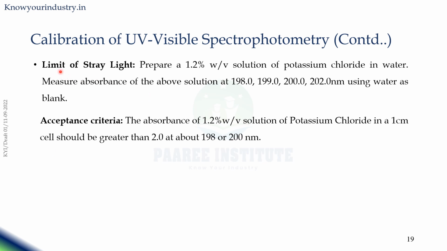During calibration, the limit of stray light will be examined or verified using a solution of 1.2% weight by volume potassium chloride in water. The absorbance of this particular solution will be measured at a different nanometer wavelength using water as the blank. The acceptance criteria is that the absorbance of this potassium chloride solution in a 1 centimeter cell should not be greater than 2 at about 198 or 200 nanometer.